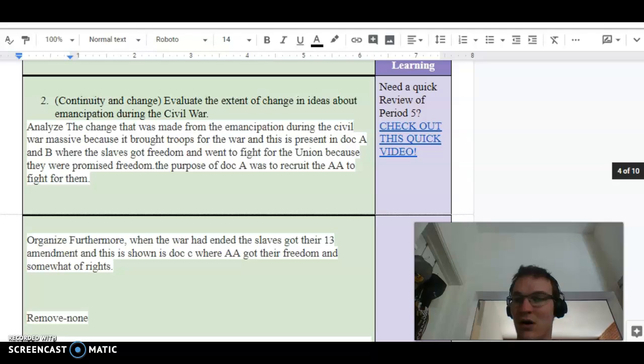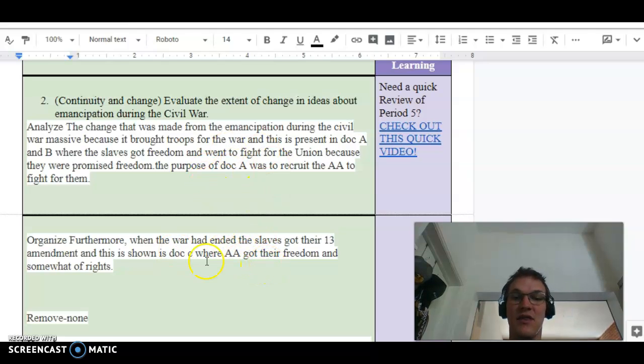At the beginning of the war, he wasn't going to make the slaves free. By the midpoint of the war, he made the slaves free in the South. And by the end of the war, the slaves are free in the entire country. And that's the 13th Amendment. So A is beginning, B is middle, when these troops are fighting on the U.S. side, saying we should be free because we're fighting for you. And then at the end, it's when they're all free. So this is a poor answer, right?